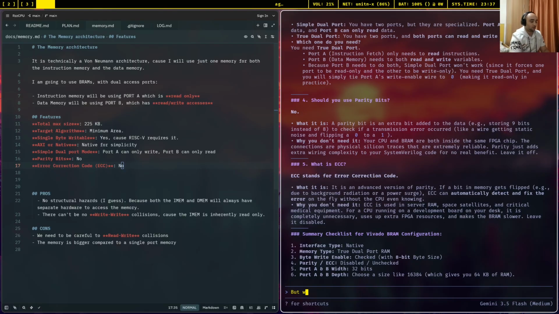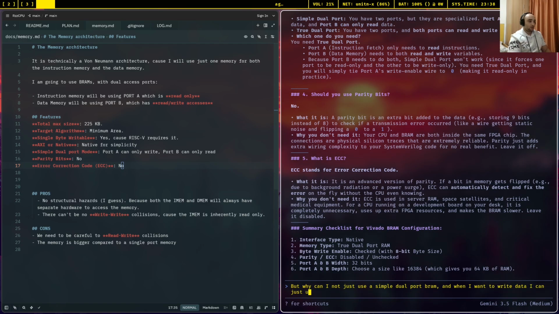But why can I not just use a simple dual port VRAM, and when I want to write data I can just use the write port?